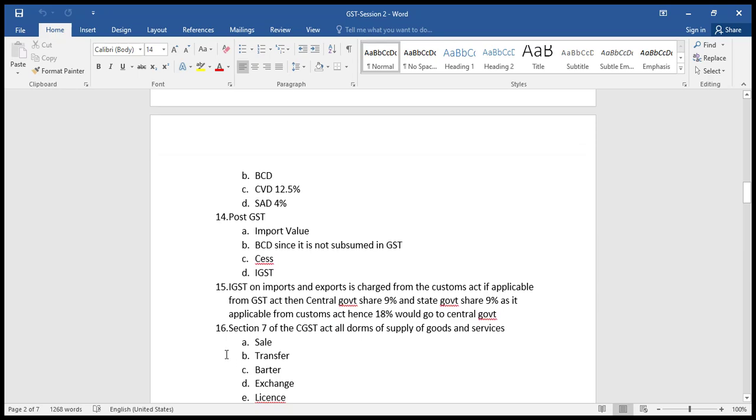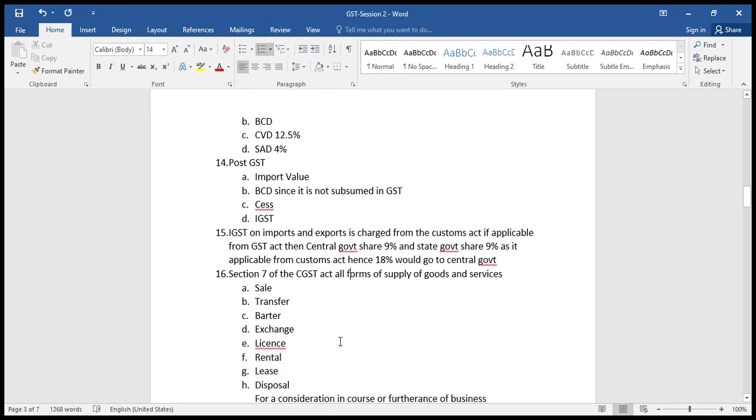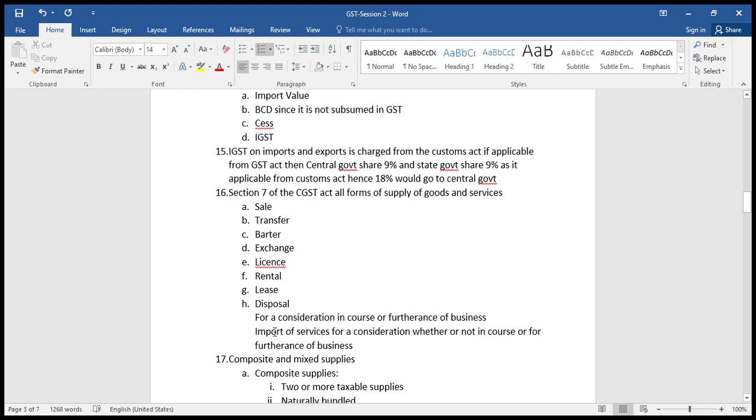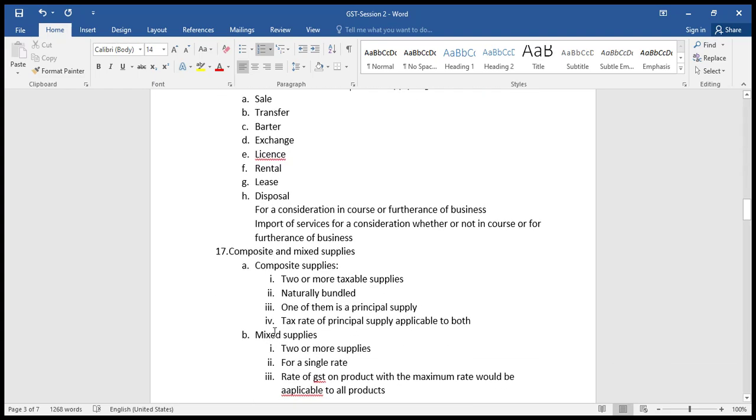Section 7 of the CGST Act: all forms of supply of goods and services, such as sale, transfer, barter, exchange, license, rental, lease, disposal for a consideration in the course or furtherance of business. Import of services for a consideration, whether or not in the course or furtherance of business.